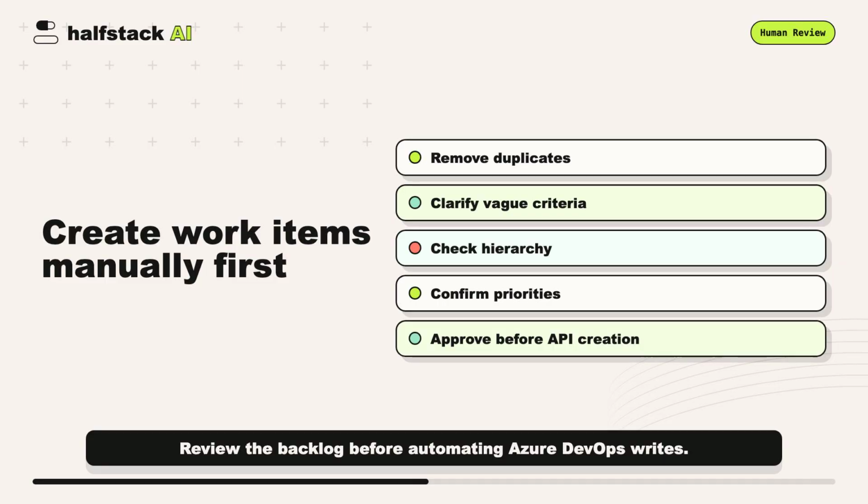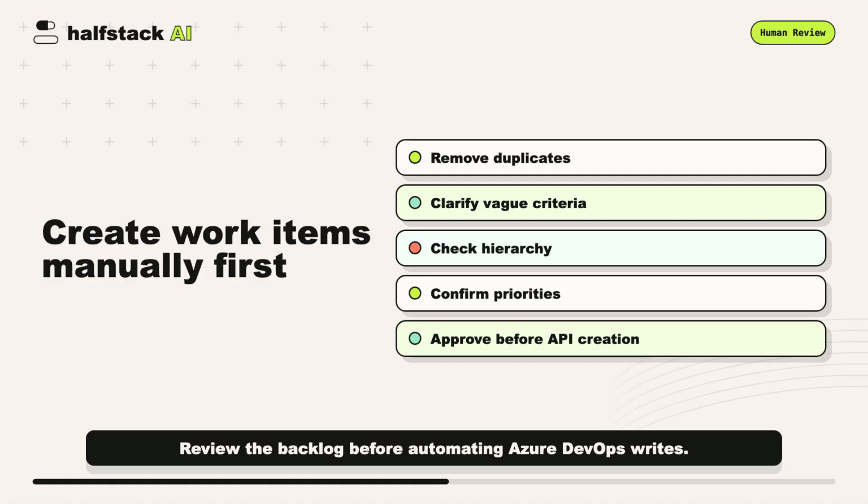The first version should be manual. Paste the generated backlog into a review document or planning session. Remove duplicates. Merge small stories that do not deliver standalone value. Split oversized stories. Clarify vague acceptance criteria.